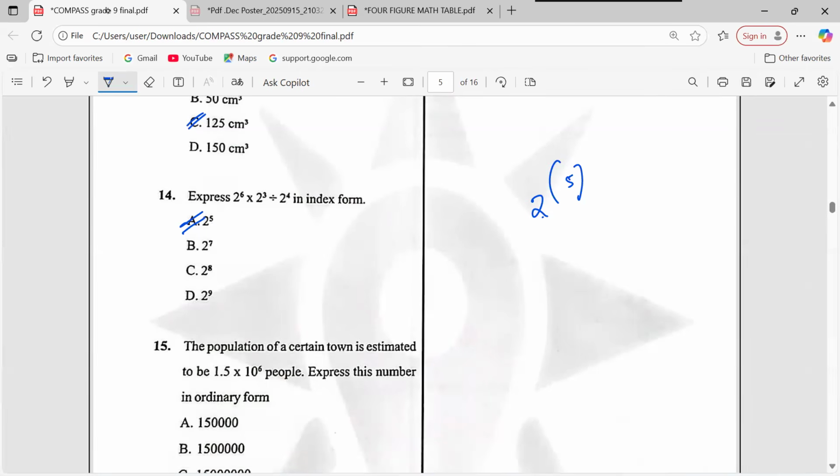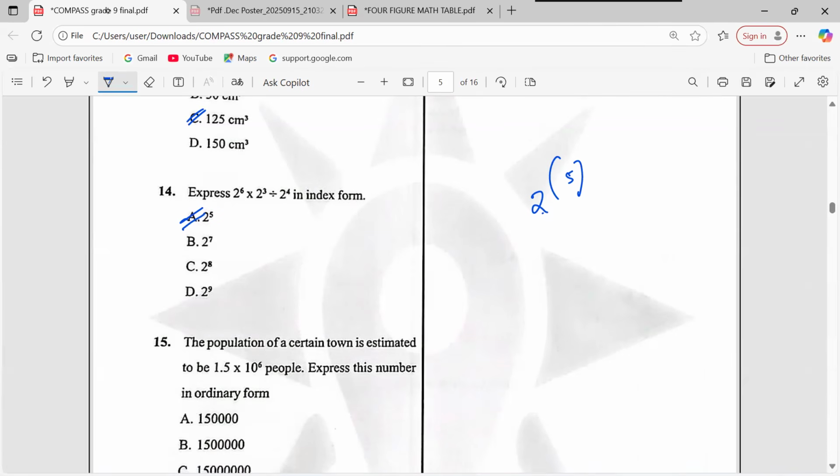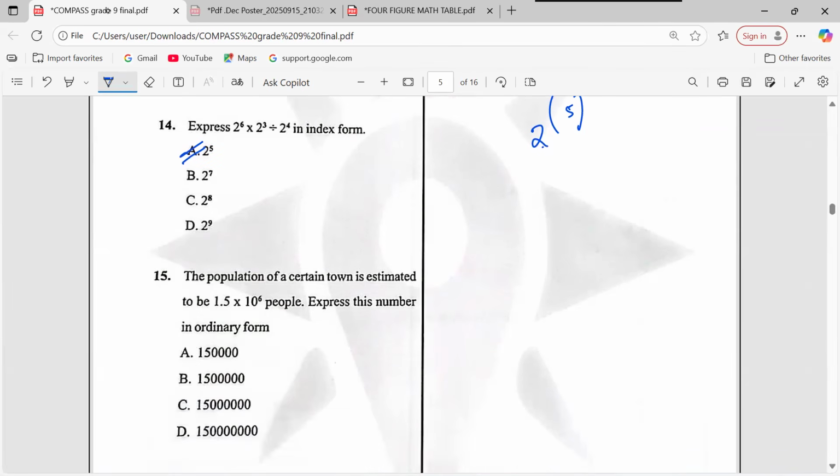At number 15, ladies and gentlemen, the population of a certain town is estimated to be 1.5 times 10 power 6.